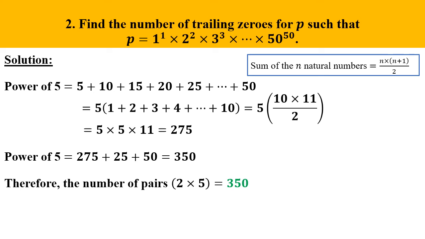This is nothing but the number of pairs 2 into 5, 350. Or we can say that the highest power of 10 it is divisible by is 10 power 350. So the expression of P has 350 zeros at the end of the number.